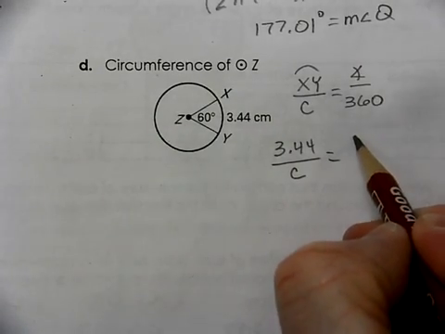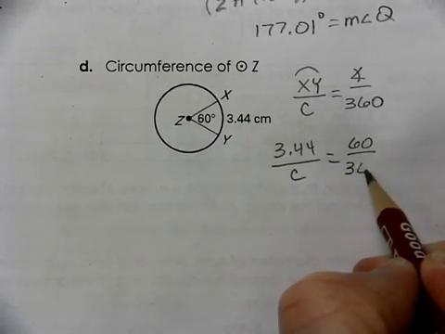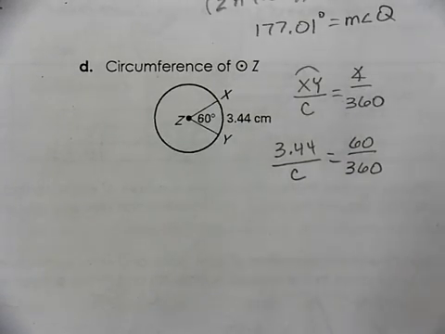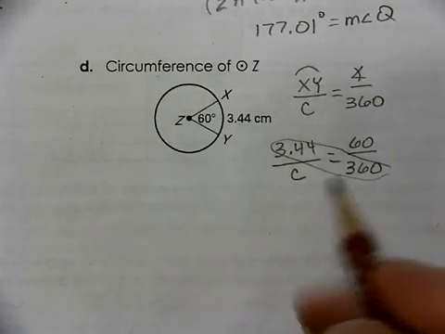For the central angle, we see that it's 60, and the denominator is 360. To solve, notice how the c is on the bottom. So I'm going to cross multiply.